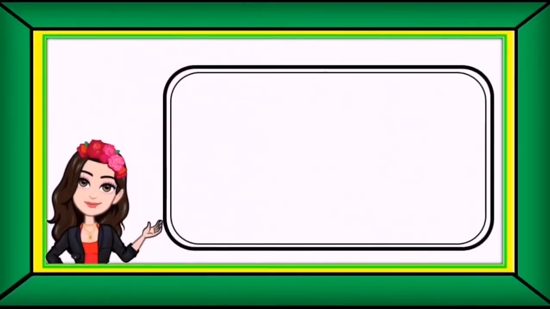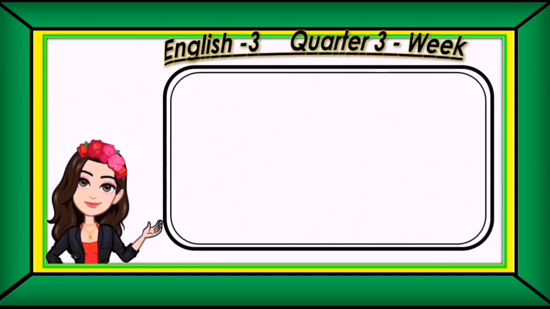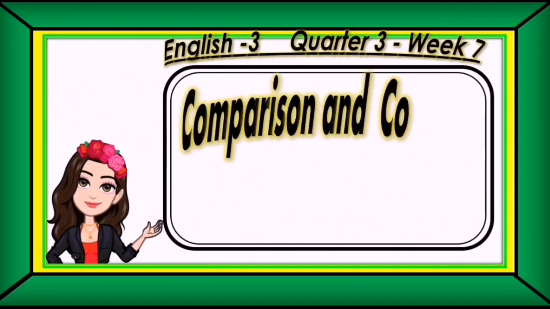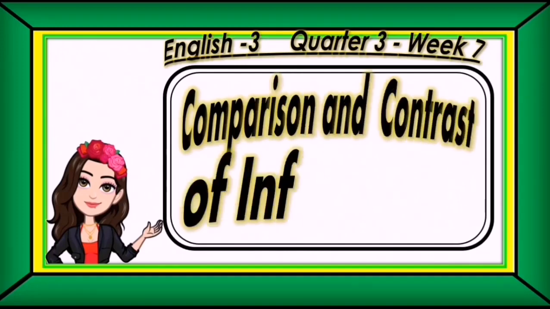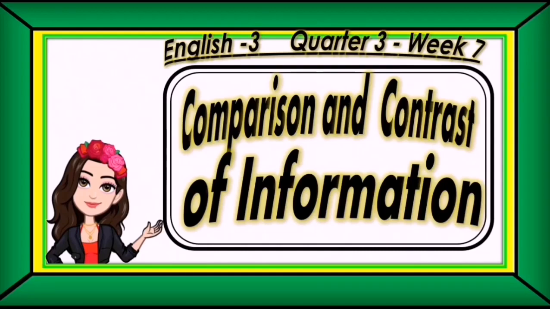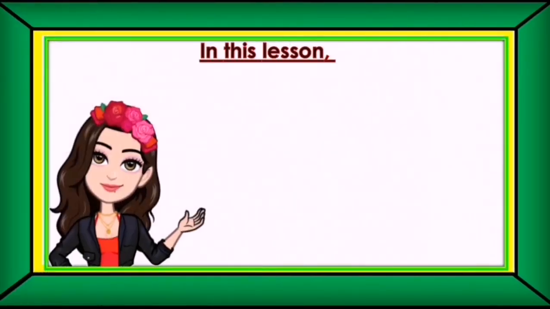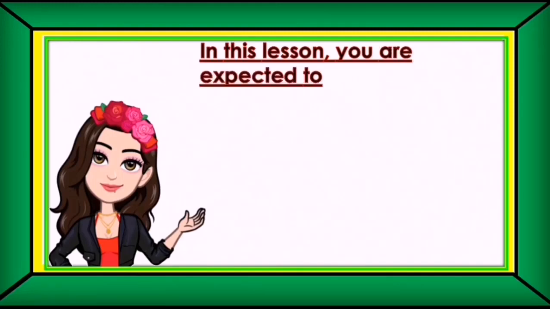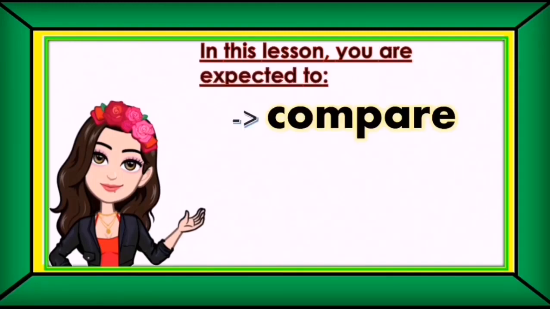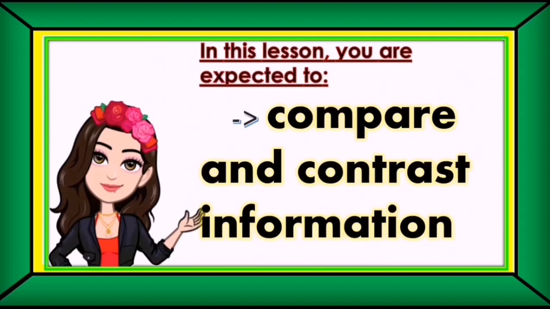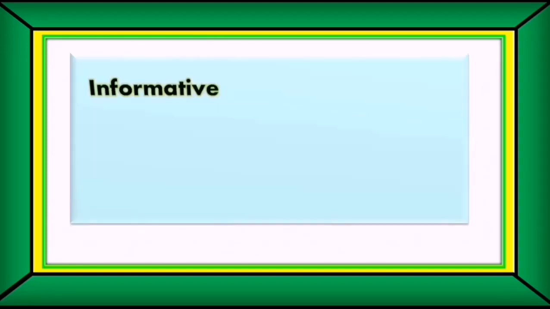Okay? So, English 3, Quarter 3, Week 7. It's about comparison and contrast of information. In this lesson, you are expected to compare and contrast information. Then, let us analyze the informative text.